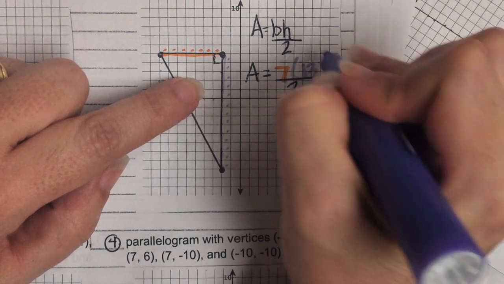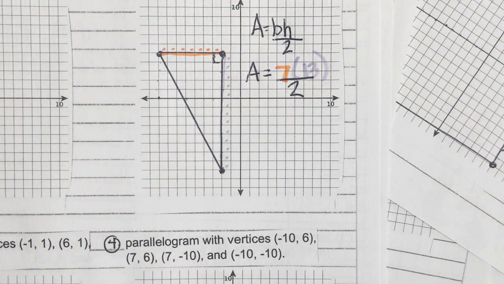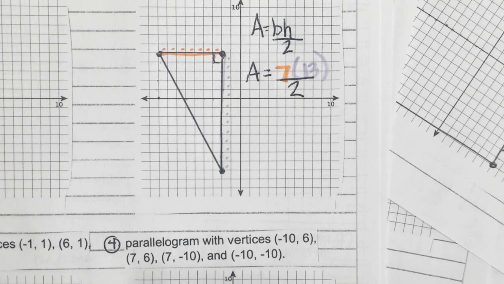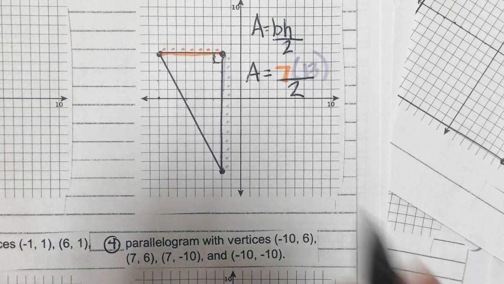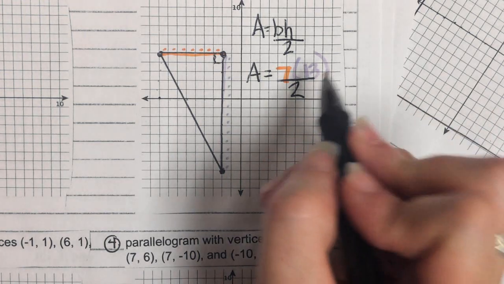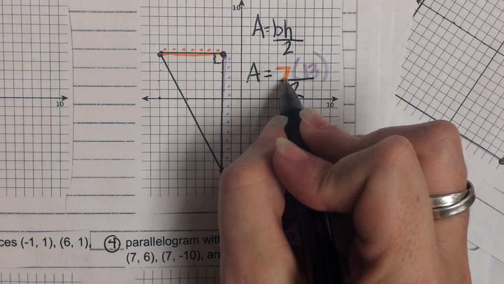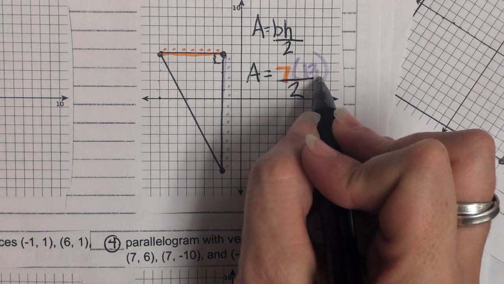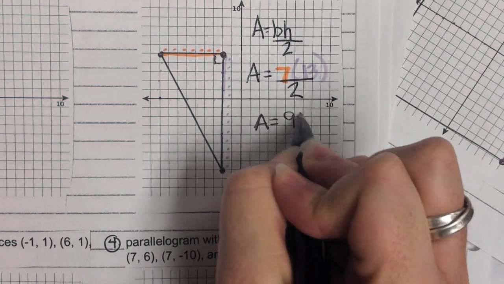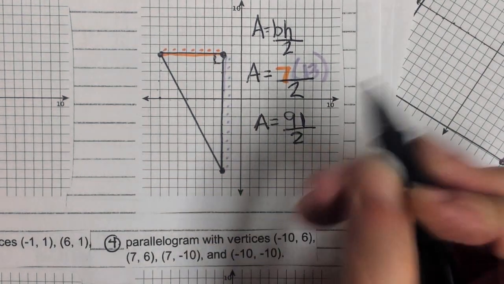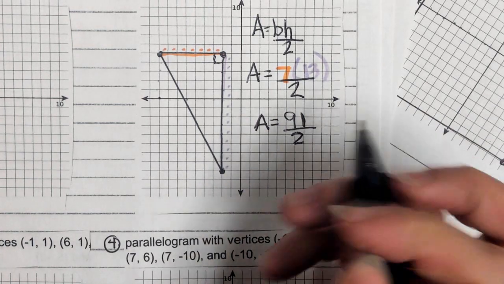So 7 times 13. Okay. Good so far? Okay, what is 7 times 13? What'd you get? Oh, slow down. Listen. Okay, everybody. 7 times 13. 91. I was going to say, y'all are the ones with the calculator. Okay, 91 divided by 2.